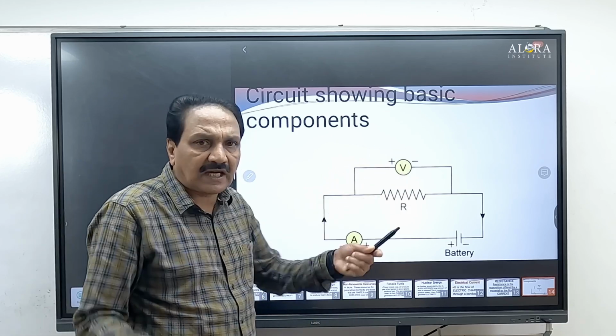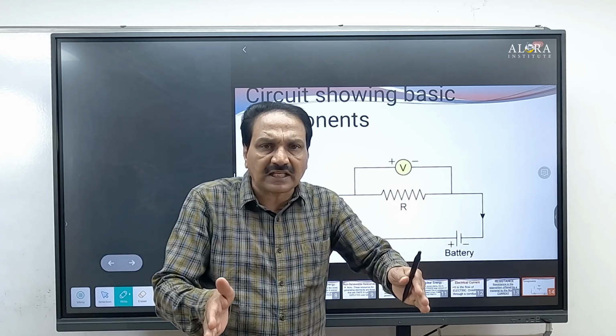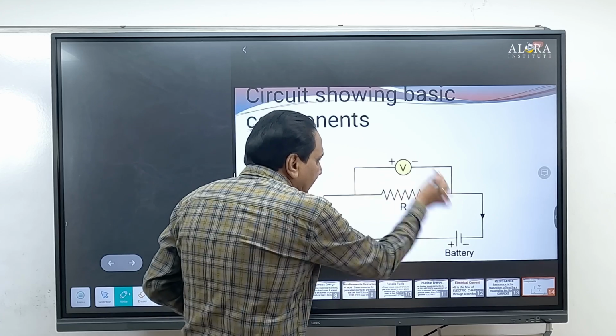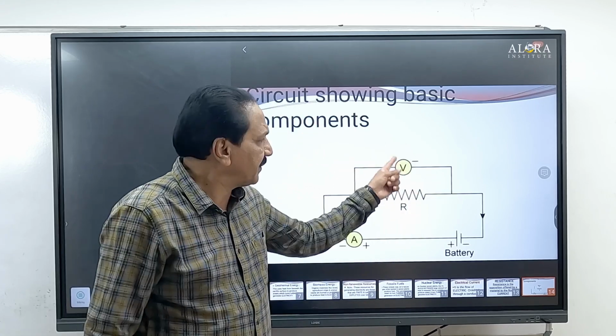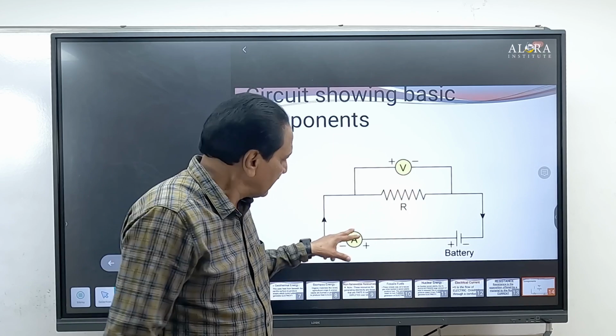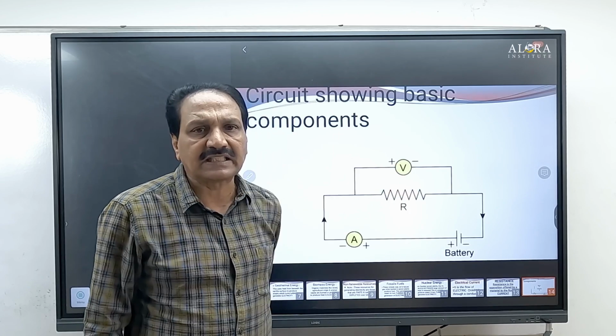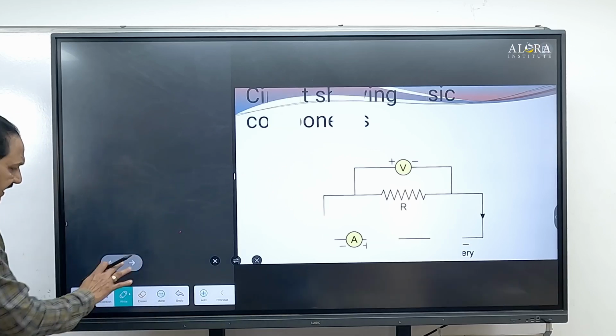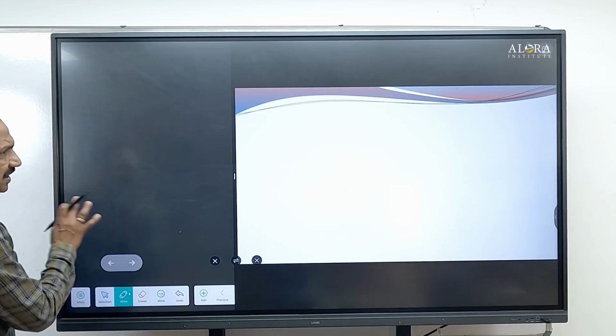Whereas the voltmeter measures the energy loss across the resistor, the potential drop across the resistor. So the voltmeter should be connected across this. The voltmeter is always in parallel connection, and the ammeter is always in series connection. This is about the very simple DC circuit. DC is used here.